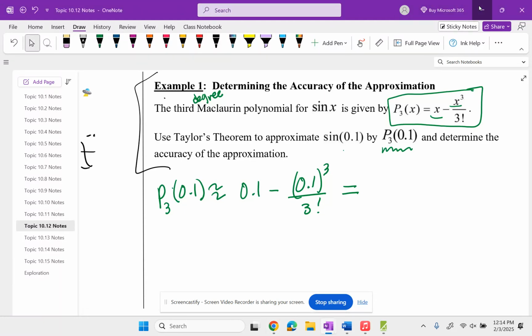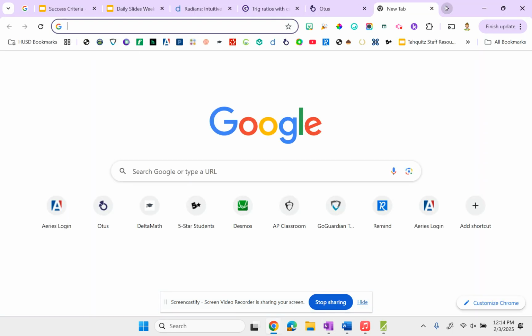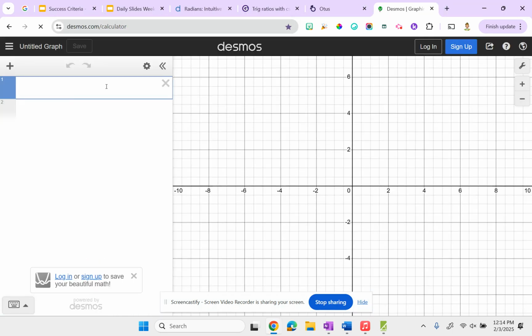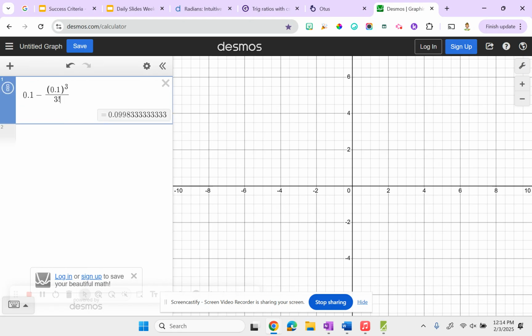All right, here we go. So it is, let me find it again. 0.1 minus 0.1 to the third divided by 3 factorial. So it is 0.09983, and I'm going to leave a bunch of decimal places, okay?